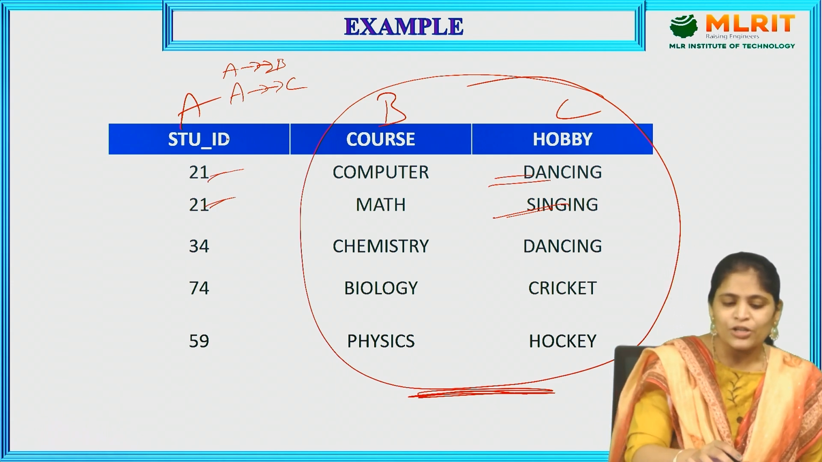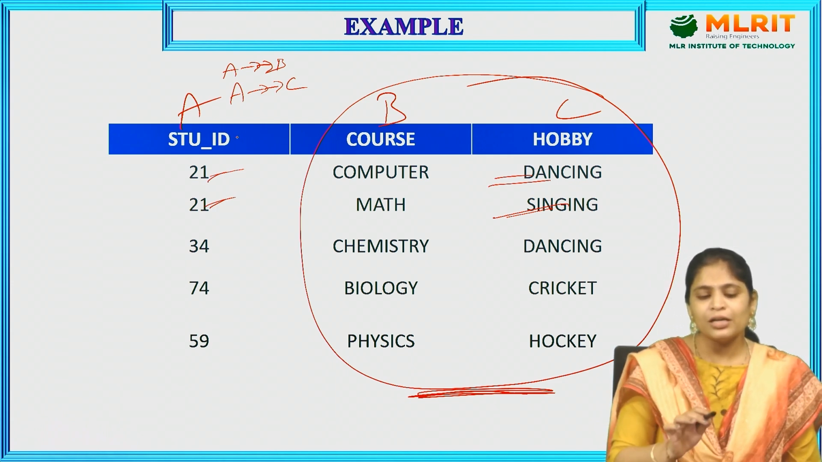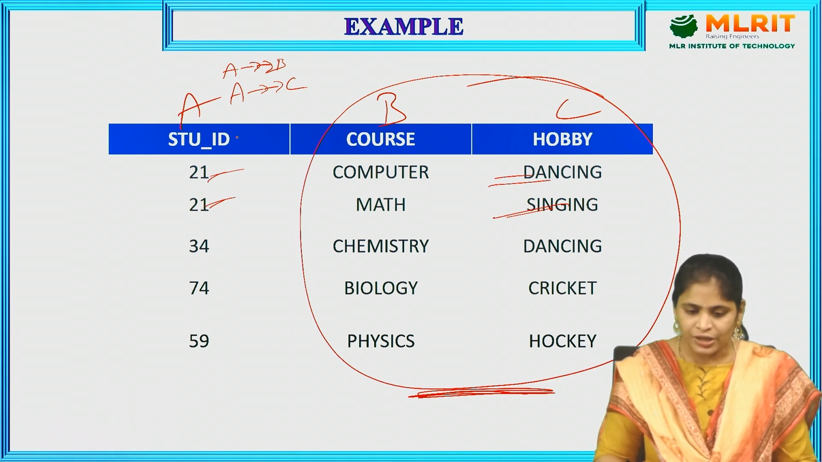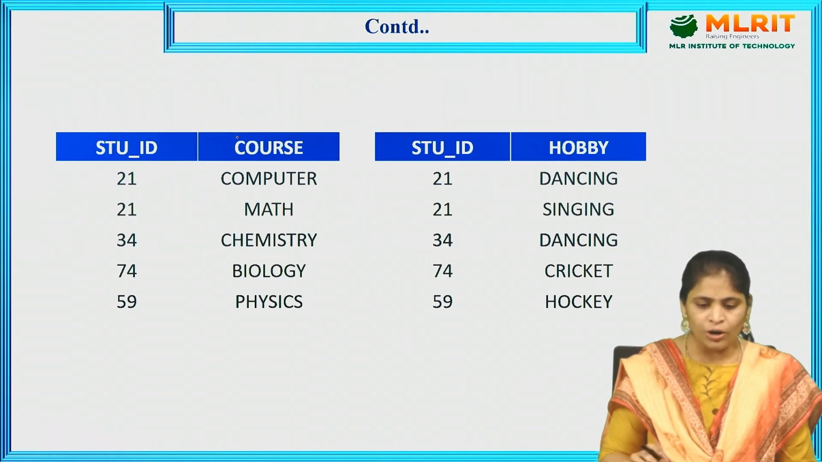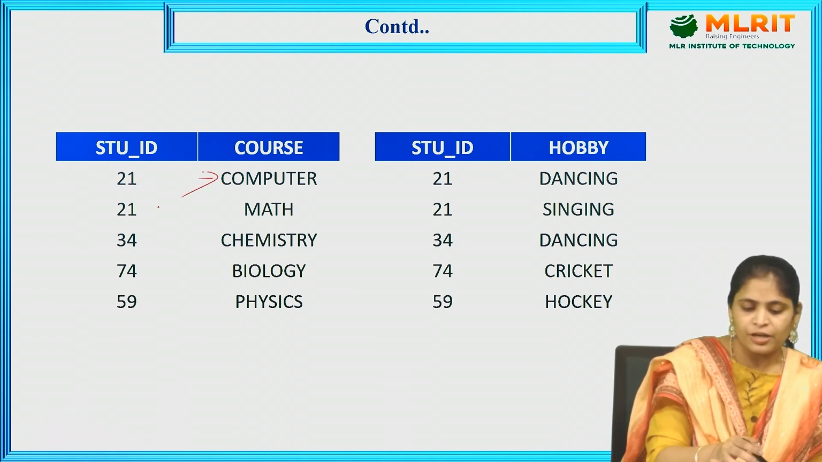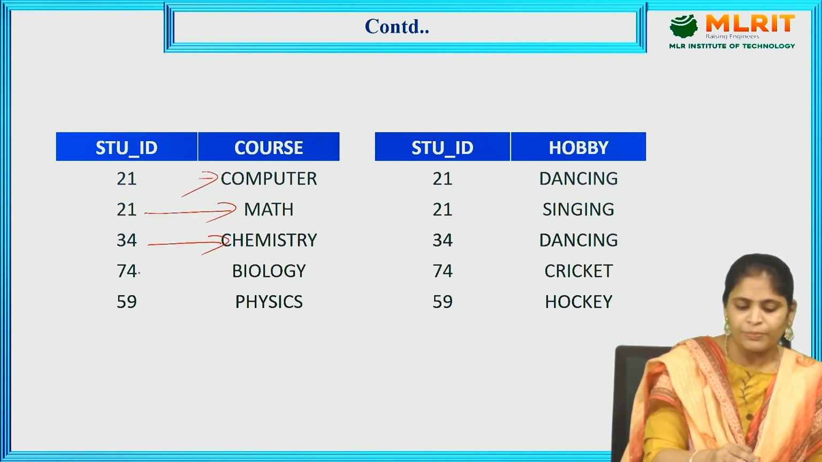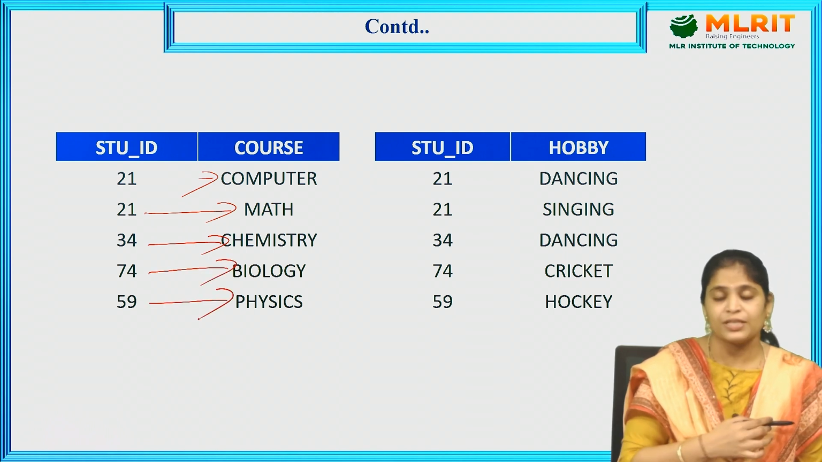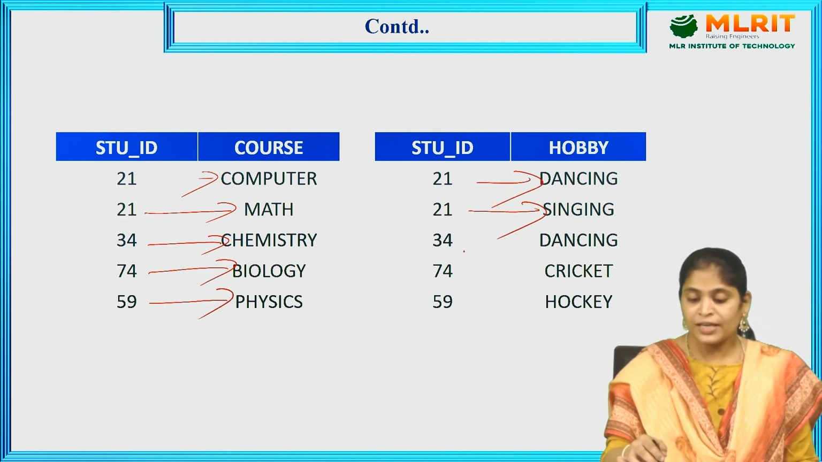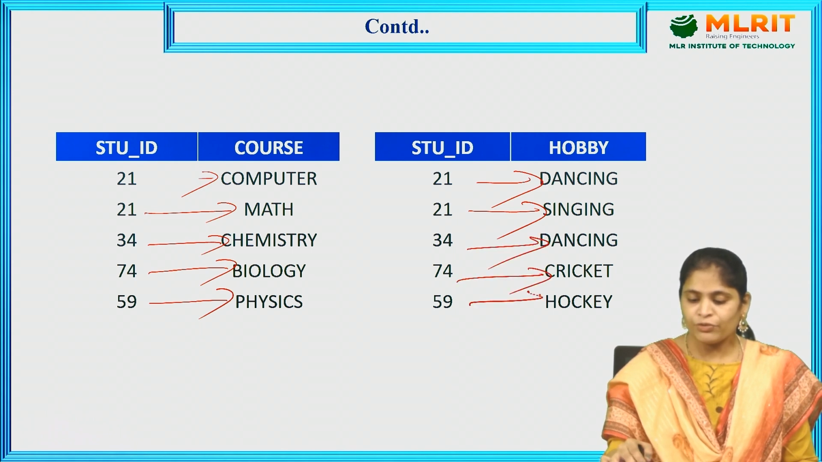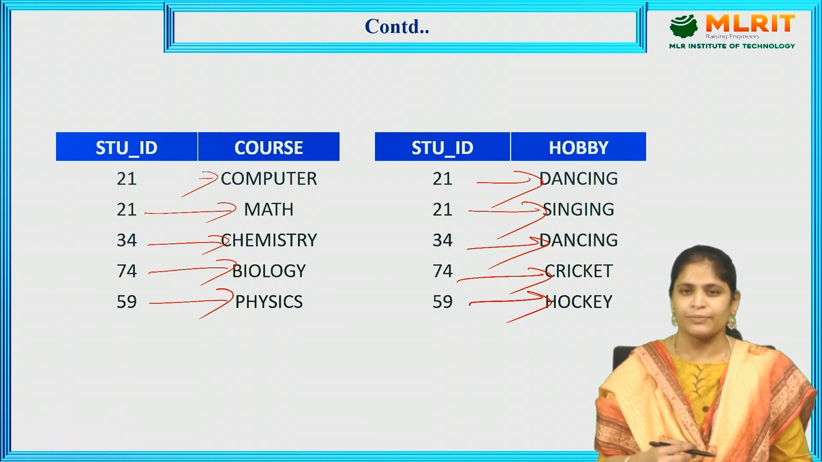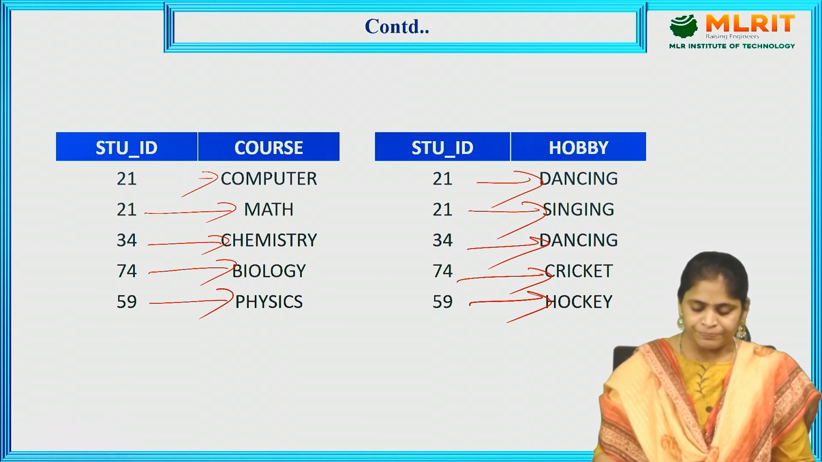See here, student ID and course in one table, student ID and hobby in another table. So the first table has student ID and course: 21 computer, 21 math, 34 chemistry, 74 biology, 59 physics. And the second one: 21 dancing, 21 singing, 34 dancing, 74 cricket and 59 hockey. In this way we can remove the redundancies of the given data.